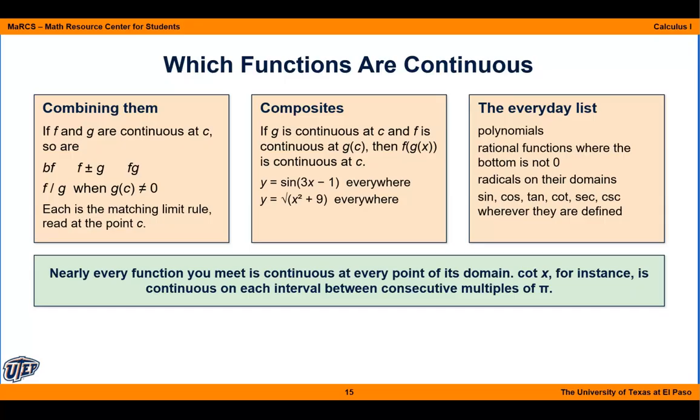For a composite function, the inside function must be continuous at the point, and the outside function must be continuous at the value produced by the inside function. This explains why the two composite examples on the slide are continuous everywhere.